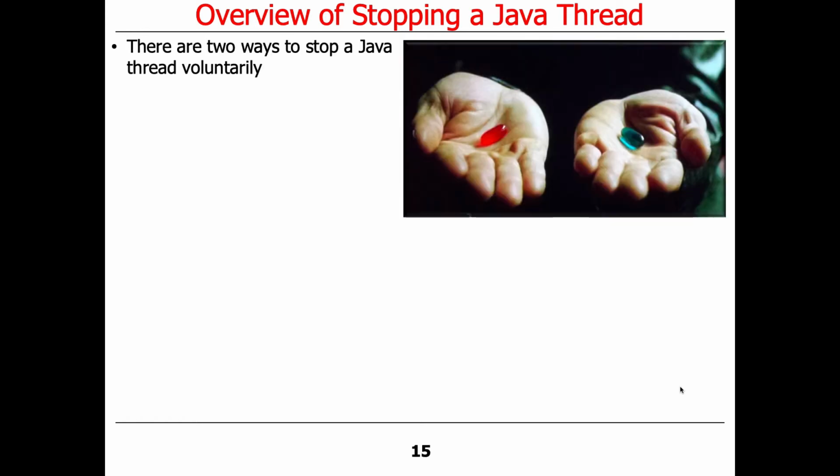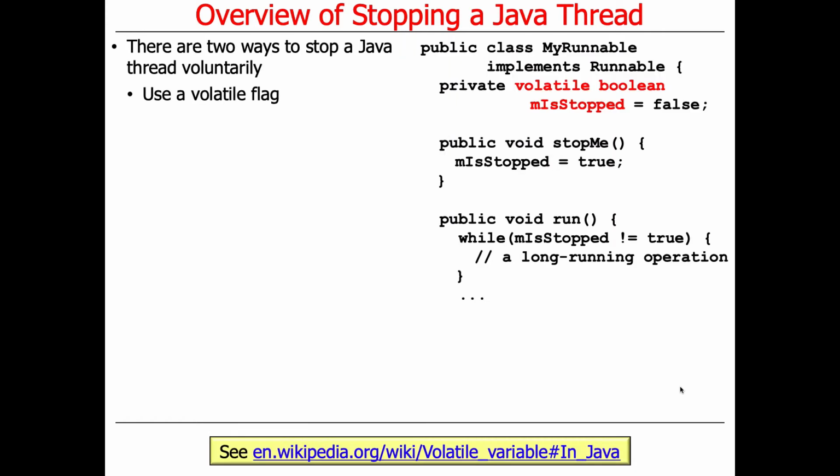There are two ways to stop a Java thread voluntarily. One way is to use a so-called volatile flag, and we'll talk about that approach in more detail in just a minute. Here you have a flag that you set to true. You have a flag called m_is_stopped, which starts out as false, and you keep looping, doing something while you haven't been stopped, and then when you're stopped, it'll transition and shut down. So that's one way to do it. We'll talk more about that in a second.